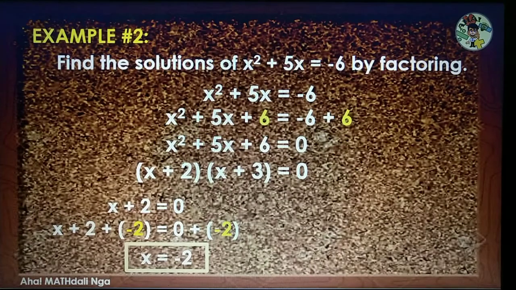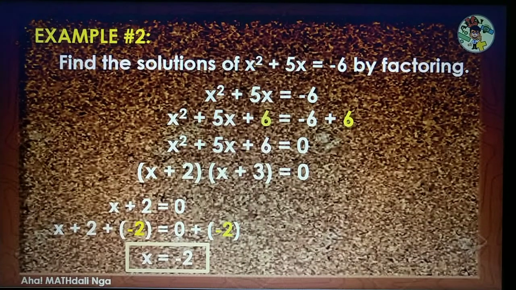Negative 2 is the first value of our x, and that will be the first solution of our quadratic equation. To find the other solution, we will equate x plus 3 to 0 and find the value of x. We will eliminate positive 3 in the left side of the equation. To do that, we are going to add negative 3 to both sides of the equation.